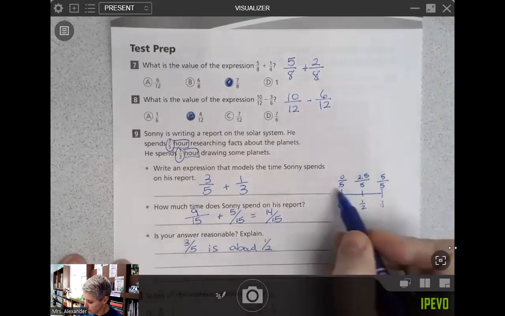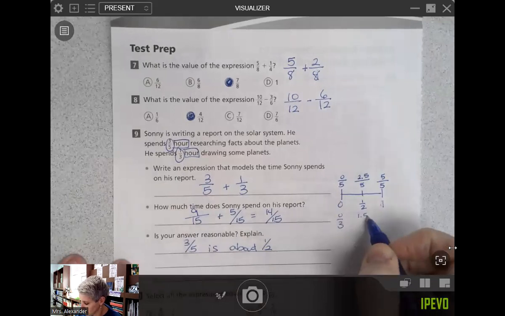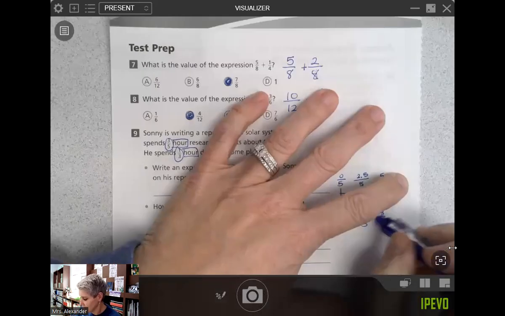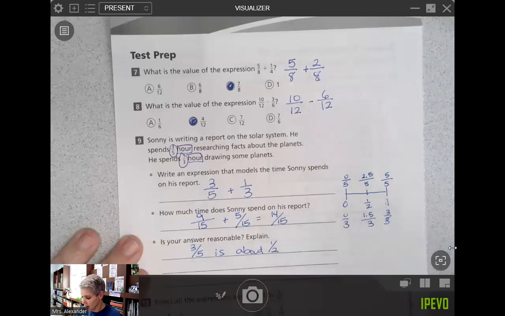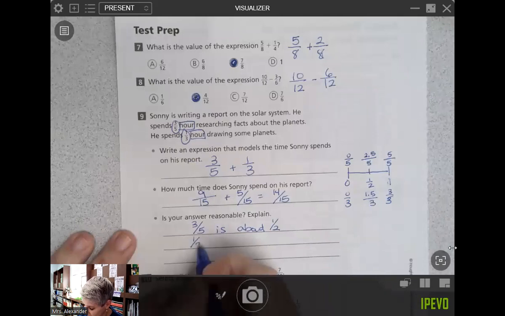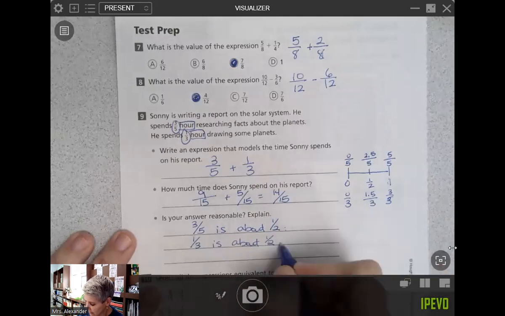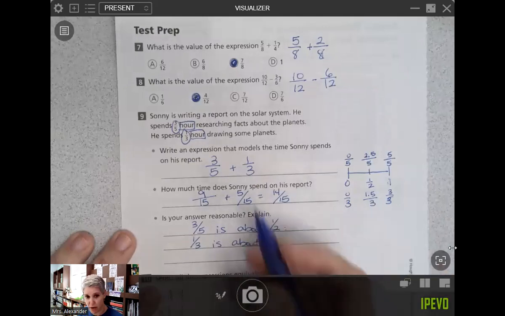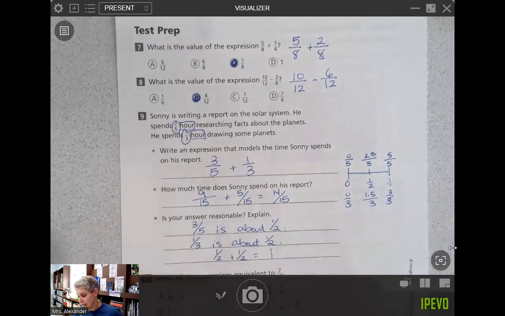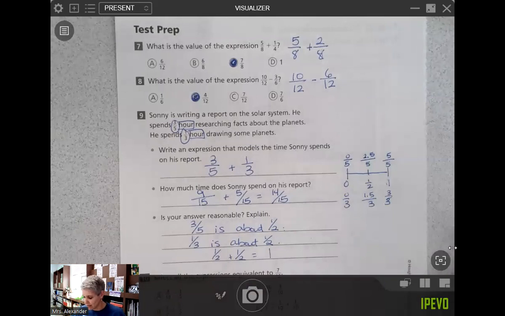1/3. I'm going to go below, below the fifths I put up there, with my 0/3, my 1.5 thirds, and my 3/3. So 1/3 is about 1/2. If we add those together as we did above with our original fractions, 1/2 plus 1/2 equals 1. Is that reasonable? Is 14/15 about 1? It sure is. It's super close, isn't it?